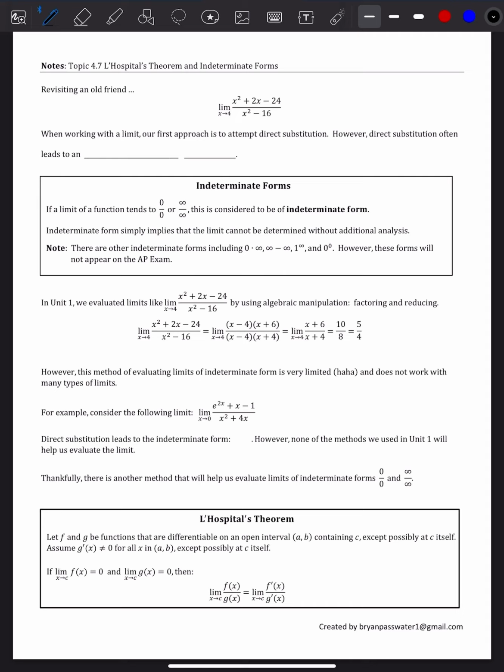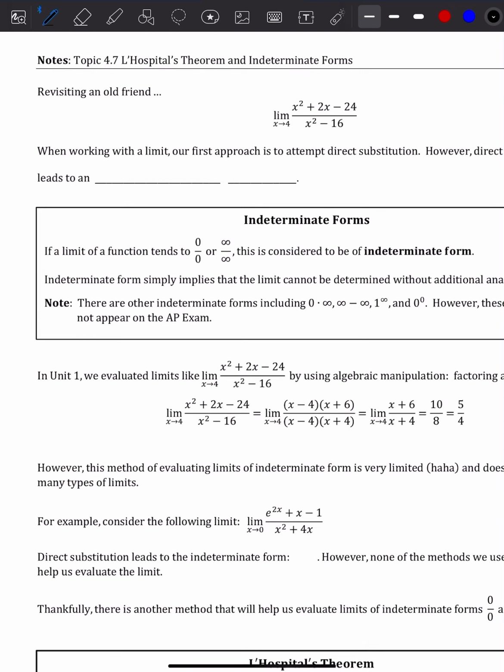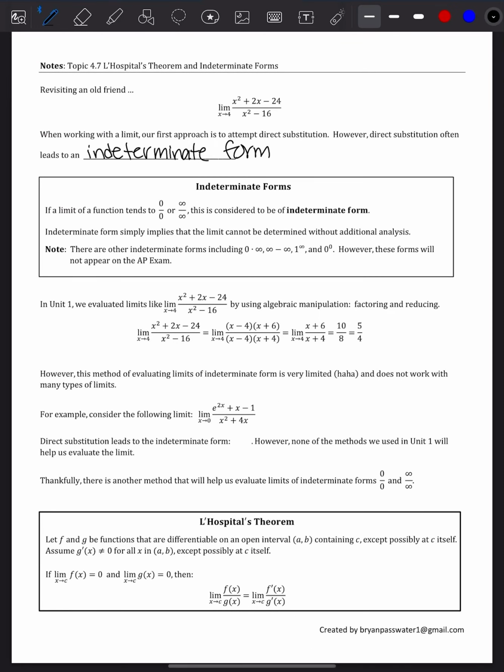So we have limits that we are working with, but a lot of the times when we get limits, especially like the one above, if we try to plug in 4, we are going to get indeterminate form, that 0 over 0. Normally what that means is we would have to try something else.